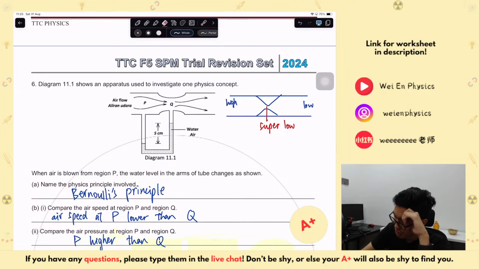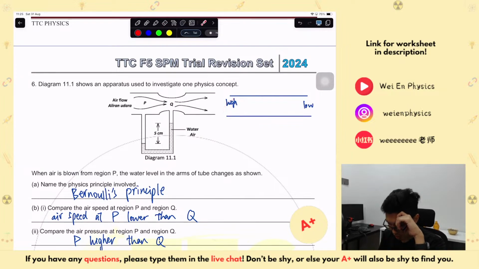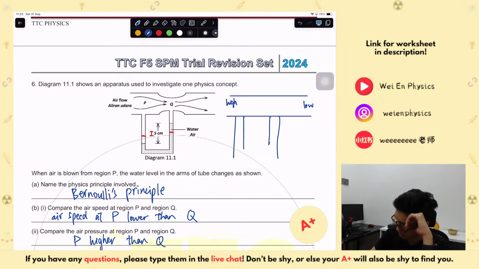Oh, then yeah. Actually, I think there will be no difference, because even if I remove this, it's still high and low. It's still high pressure and low pressure. So there will be no difference. But the water level won't be that much different. The water level maybe now will be like that and like that. Only a small difference. But it's still high and low. It's still high pressure and low pressure.